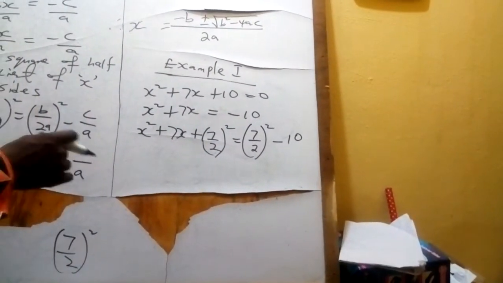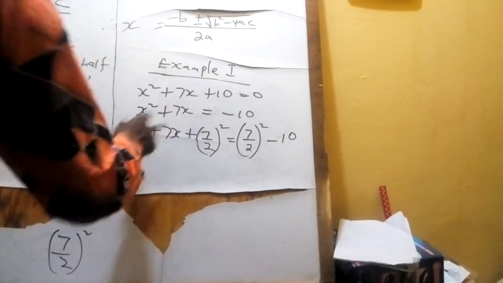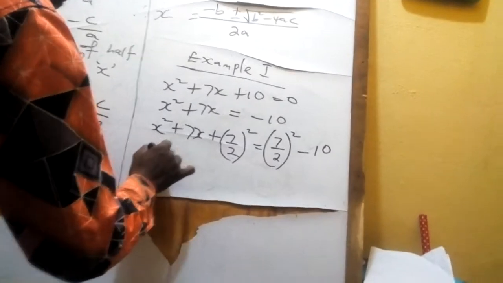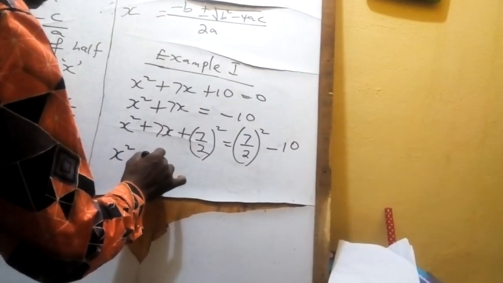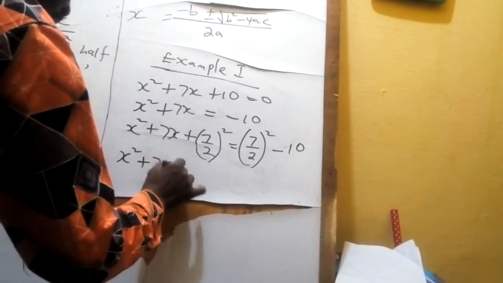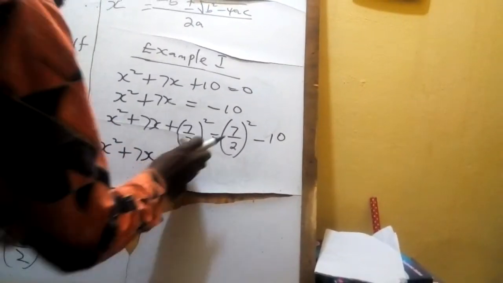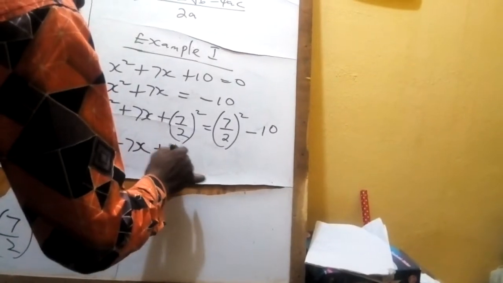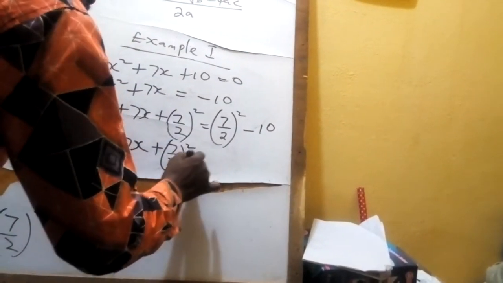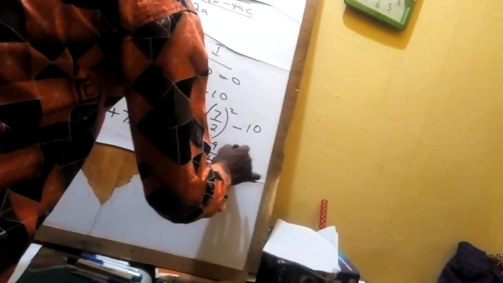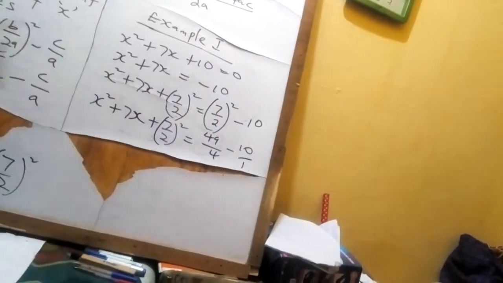The reason is because I'm trying to follow the procedure which says: add the square of half the coefficient of x to both sides. So that this one now becomes x squared plus 7x plus 7 over 2 squared equal to, this one becomes 49 over 4 minus 10 over 1. Let's factor out this.